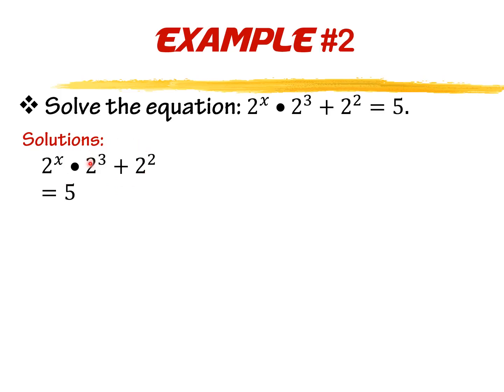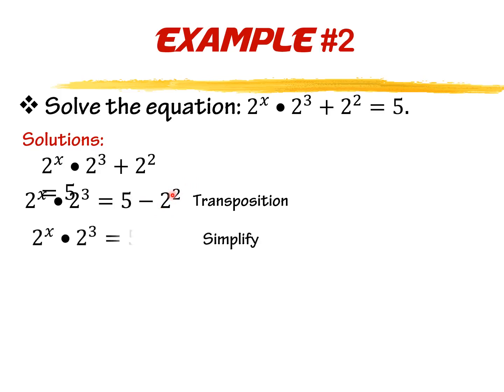So we're going to transpose positive 2 squared to the right side. So that will give you now this. So that will become minus 2 squared. And then we simplify 2 squared, that will give you 5 minus 4. Okay, and 5 minus 4 is equal to 1.